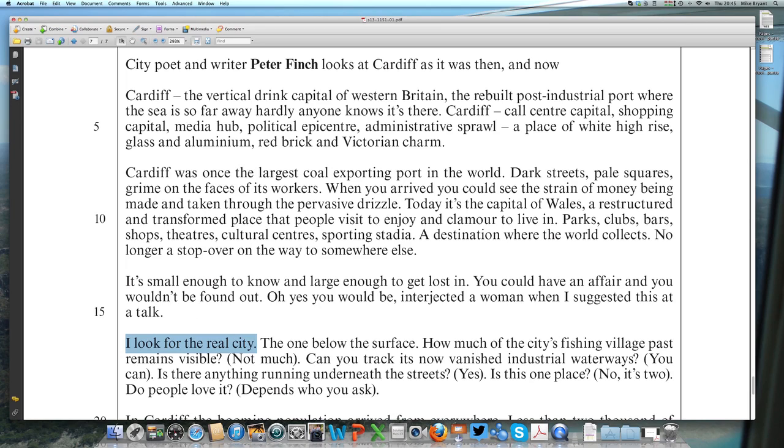As with many feature articles, this article is written using what you might call an anecdotal structure. That is, it's not chronological. He's following a series of stories, thoughts and impressions about the city of Cardiff. So it begins the paragraph with, "I look for the real city," expressing his views and feelings about the place.